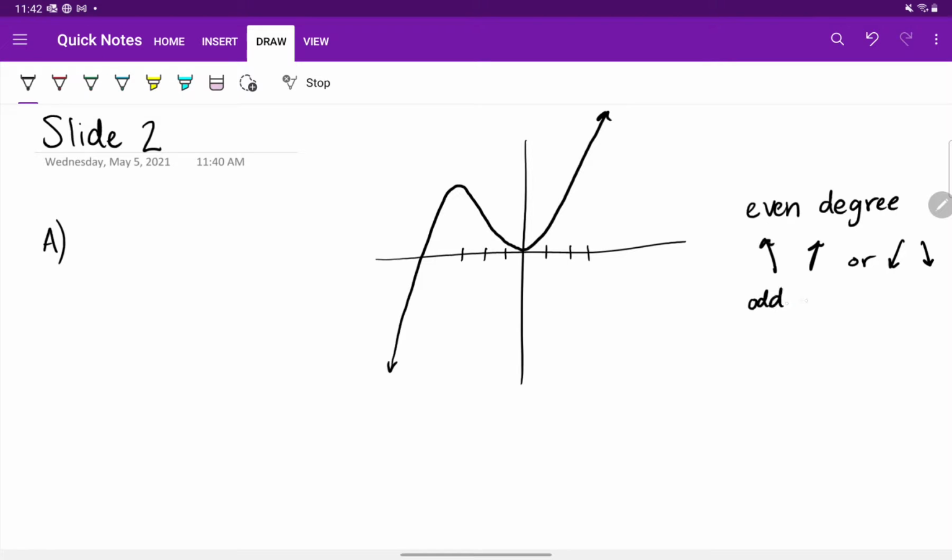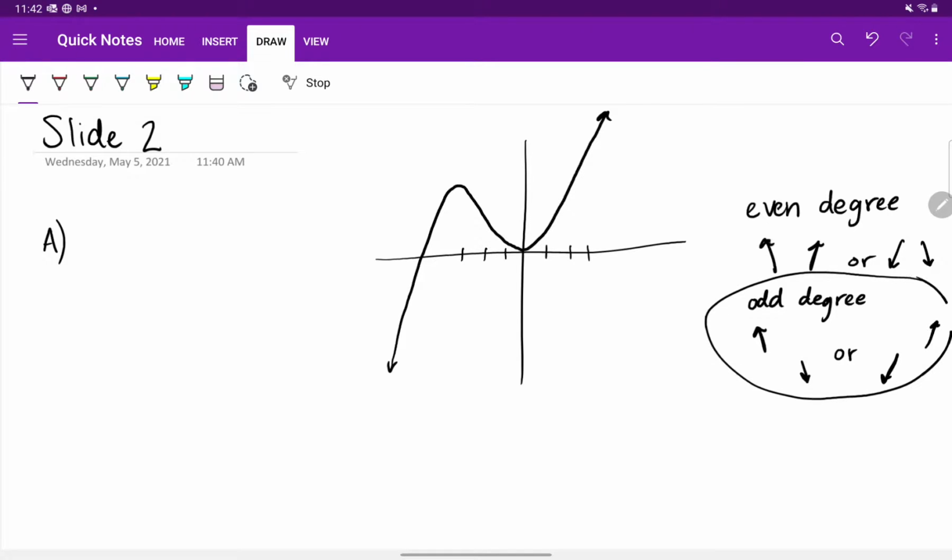If you have an odd degree, then your end behaviors should be opposite. So one side would go up, whereas the other side goes down. And it doesn't matter which side. So in this case, we're dealing with an odd degree polynomial because our left end behavior is going down, our right end behavior is going up. So part A is odd.